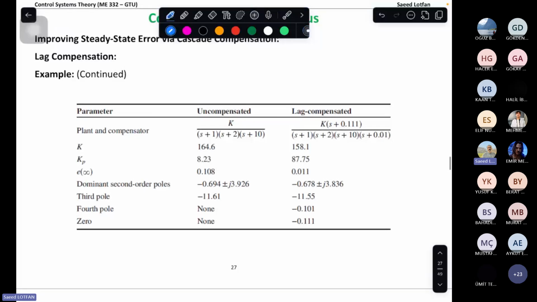So if we sum up, we can say that our uncompensated system was like this. Our lag compensator is adding the zero at 0.111 and adding a pole at 0.01. The K values are different, the Kp values are different, and the E infinity values have decreased. The dominant second order poles are these, meaning the third and the fourth pole can be ignored because of zero-pole cancellation or because they are in the LHP, very far left. The third pole is found like this. The fourth pole there is none, but here we have the fourth pole, and the zero here is none, here it is 0.111.